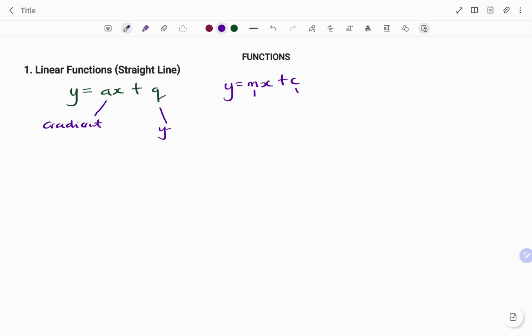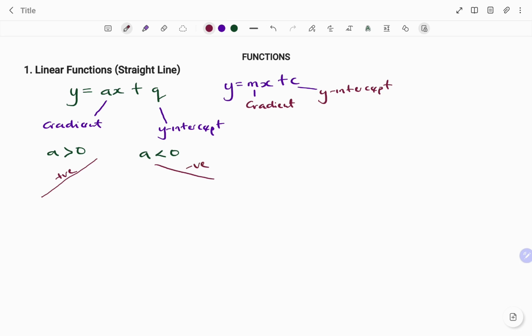If the value of your a or your m in either case is greater than 0, or if you have a positive value for your a, what that means is you're going to have a positive gradient. And likewise, if the value of your a or m is less than 0, you're going to have a negative gradient. Also, the bigger the value of a, the steeper the graph.